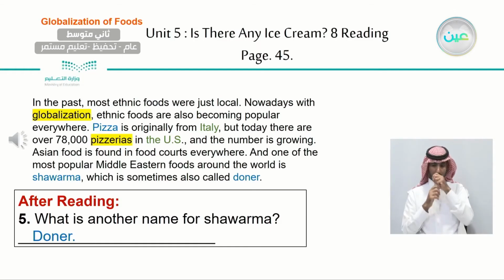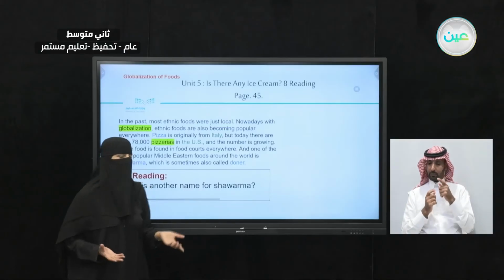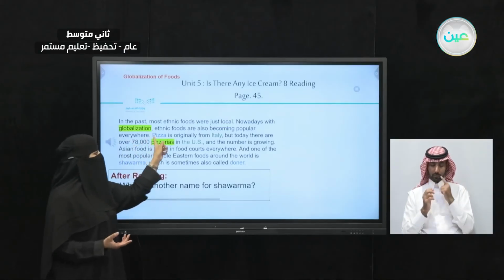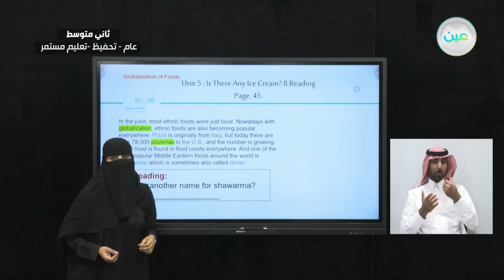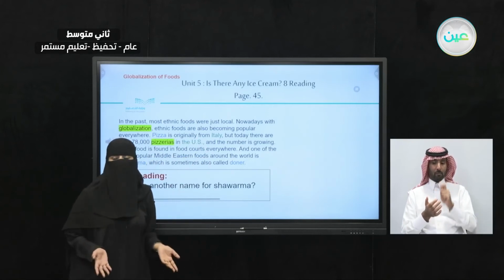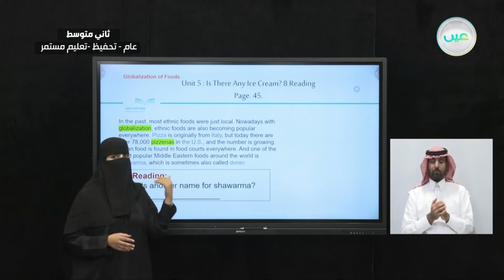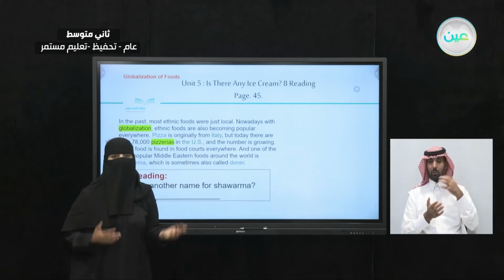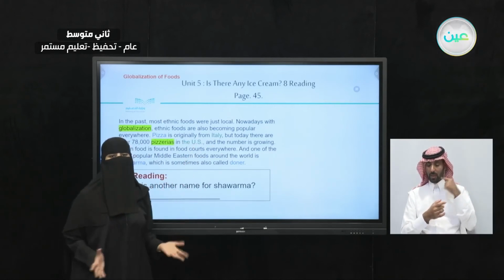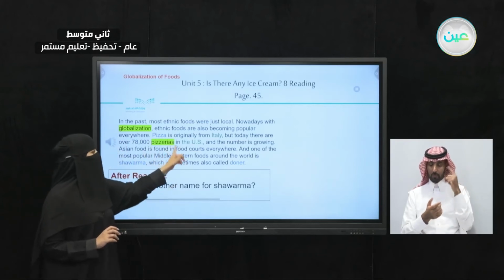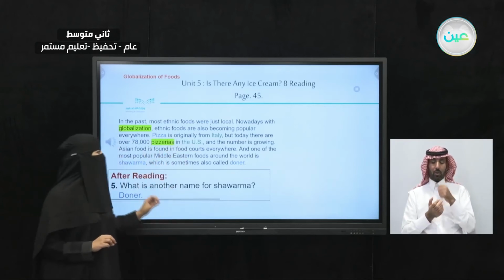Now, let's take a look here. Where are the names of the countries? Here we have Italy, we have US, but in the text, what did they say about Italy? So they said pizza is originally from Italy. So it is an international food, but originally it was from this place. So long time ago, it was an ethnic food, but not anymore. Now it's international food. Now, what did they say about the US here in the text?